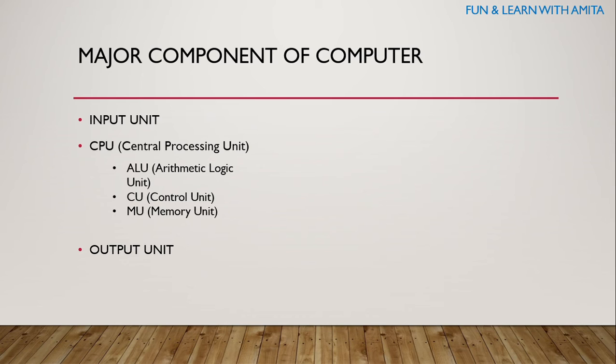So there are so many major components that work in a computer. That is input unit, CPU, that is a central processing unit. It is the brain of computer or you can say it is the heart of computer. In CPU there are three subunits working. They are ALU, CU, MU. ALU means arithmetic logic unit, CU control unit and MU is memory unit.